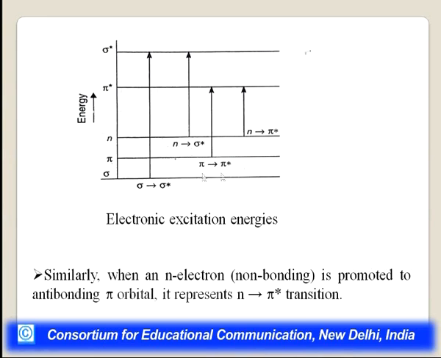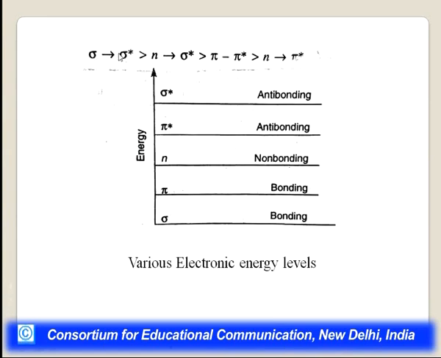And when we talk about pi to pi star, here the energy difference will be less than sigma to sigma star and non-bonding to sigma star, but the transition energy will be higher with respect to non-bonding to pi star, or we can say the energy difference is the least in the case of non-bonding to pi star. So you can see the order of transitions in terms of energy. The energy will be highest for sigma to sigma star, then non-bonding to sigma star, then pi to pi star, and then non-bonding to pi star.